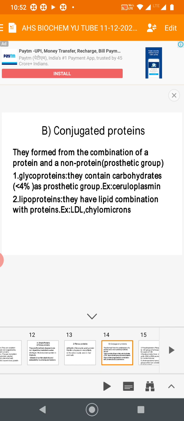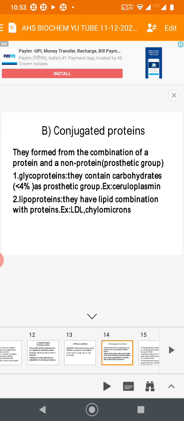Second classification is based on solubility and composition. Second classification is conjugated protein. There is a combination of protein and non-protein. Conjugated means a combination of non-protein, that is the prosthetic group, and protein. Glycoprotein, as the name indicates, contains carbohydrate along with protein. Here carbohydrate is the prosthetic group. Best example is ceruloplasmin, which is related to copper. And lipoprotein, lipid and protein. Here lipid is the prosthetic group.